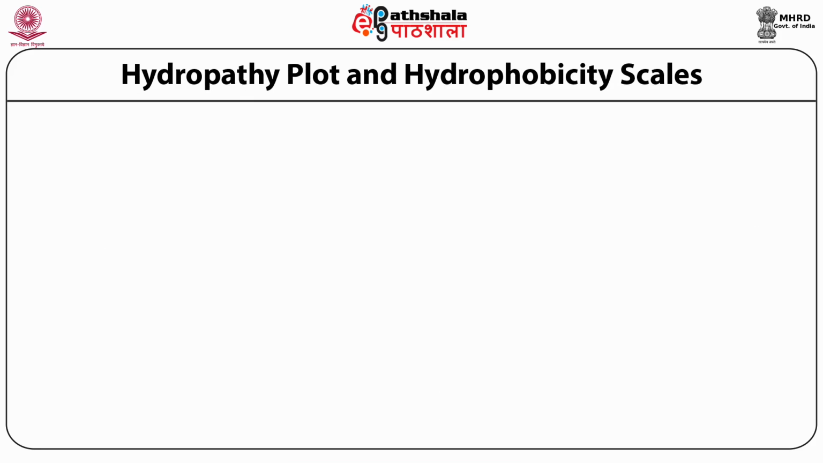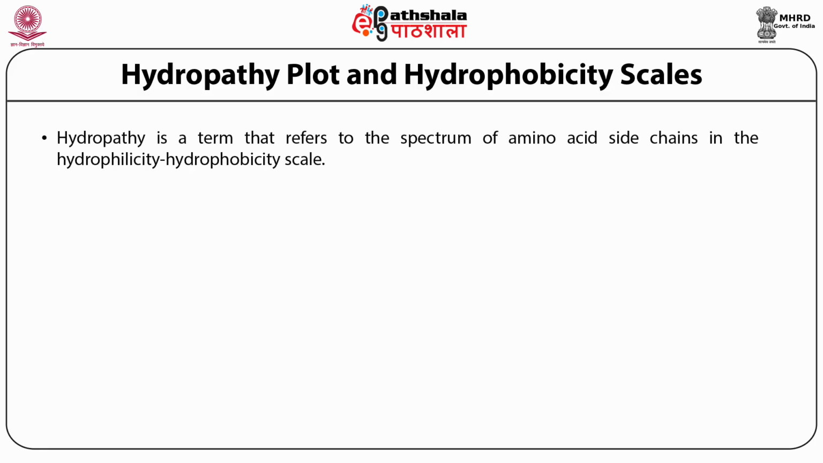After discussion of the role of lipids in membrane asymmetry, let's discuss the role of protein in membrane asymmetry. An important plot is known as the hydropathy plot, which signifies the role of particular amino acids in a protein or membrane protein. It also explains the stability of a transmembrane helix in the lipid bilayer. So hydropathy is a term that refers to the spectrum of amino acid side chains on a hydrophilicity and hydrophobicity scale.